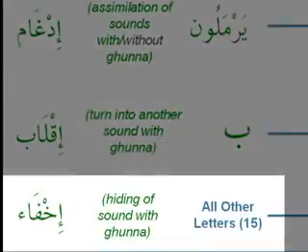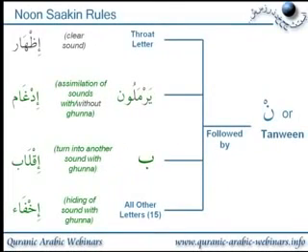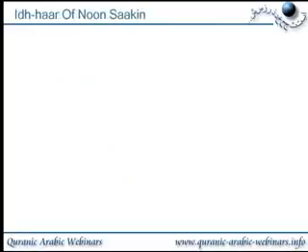And the last rule is if the Noon Saakin or Tanween is followed by any of the other 15 letters of the alphabet, i.e. it's not the throat letters, it's not any of the Yarmaloon letters, and it's not the letter Ba, then we're going to apply the rule of Ikhfaa, which is hiding of the sound of the Noon Saakin, and we apply a Ghunna at the same time. So now we're going to have a look at each of these in detail.